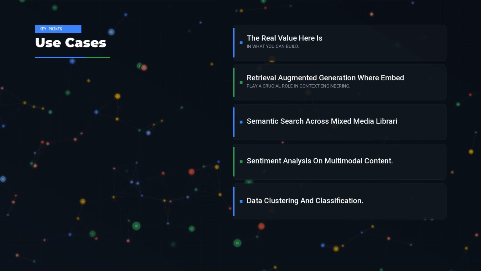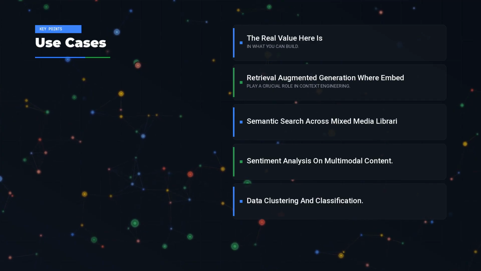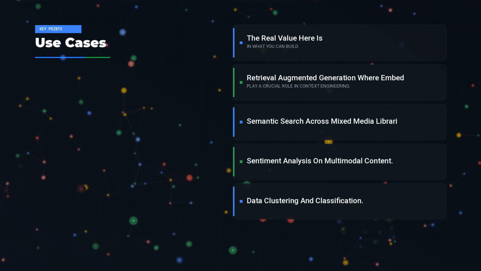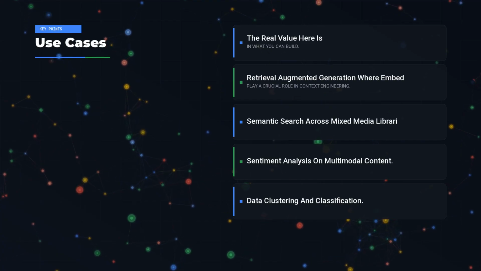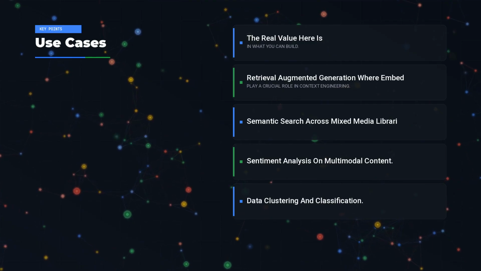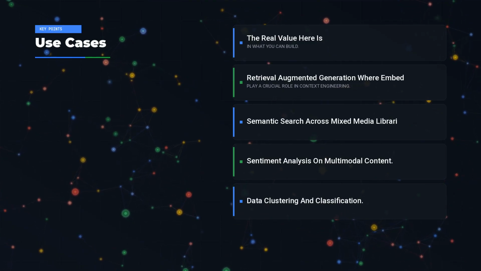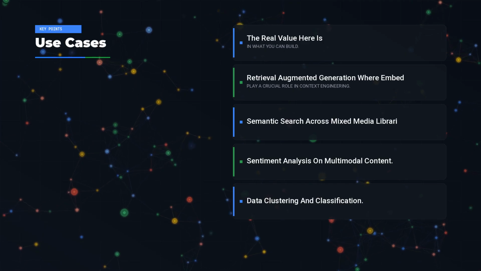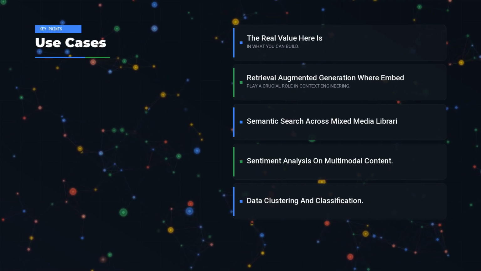Think about a knowledge base that contains text documents, images, PDFs, audio recordings, and video clips. Before Gemini Embedding 2, you needed separate embedding pipelines for each type, and cross-modal search was a multi-step process. Now you embed everything into one space and search across all of it with a single query.